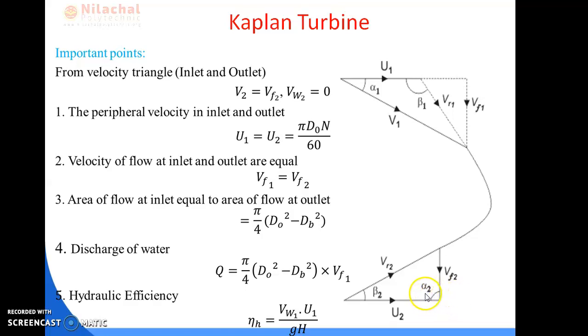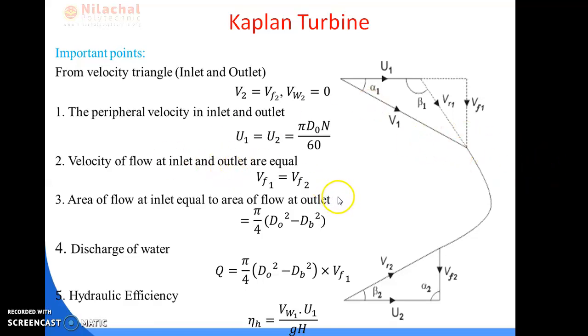So 90 degrees is equal to alpha 2. Alpha 2 is the angle made by the velocity of water at outlet with the velocity of the blade. Vr1 and Vr2 are the relative velocities of water. From inlet to the outlet, the relative velocity remains constant because the surface of the blade is smooth and clean. So we can take Vr1 is equal to Vr2.